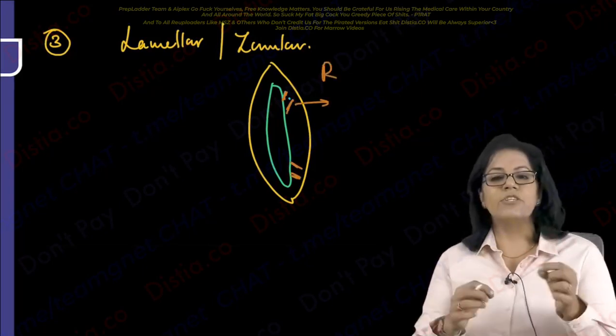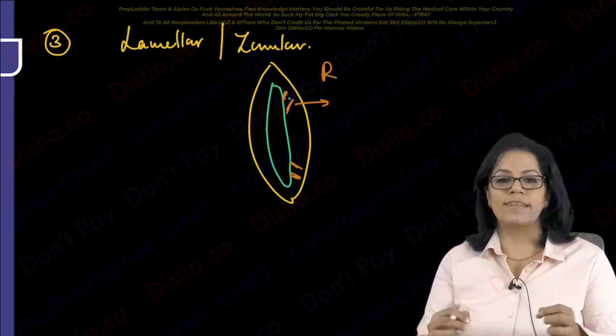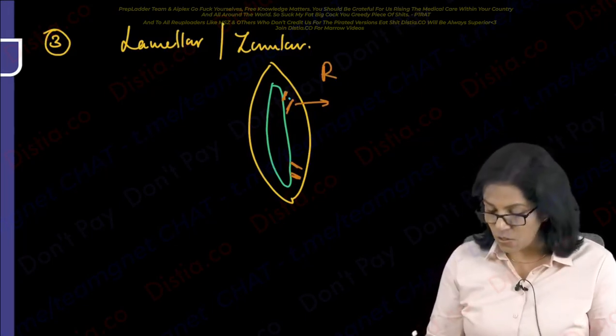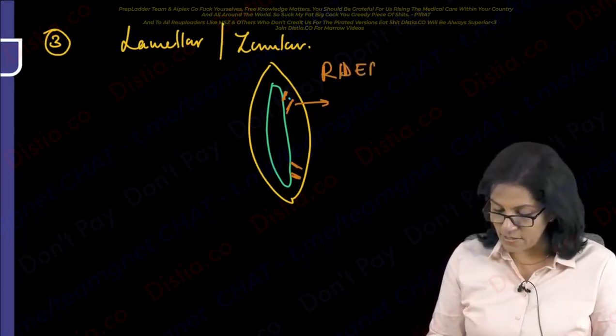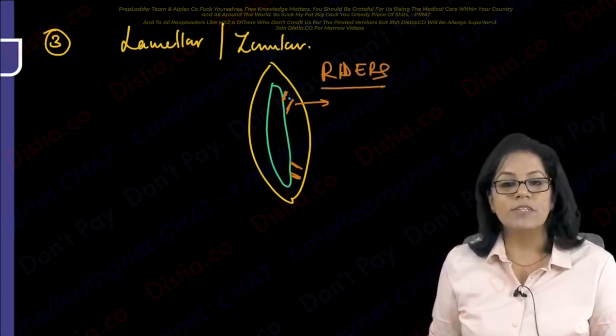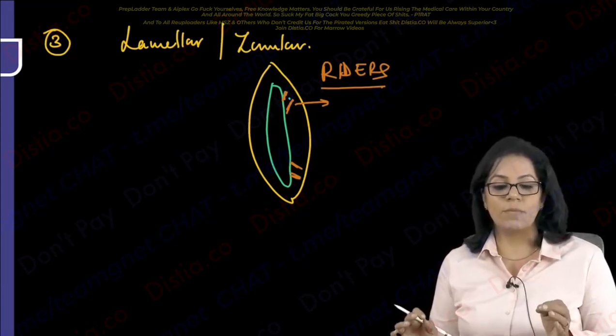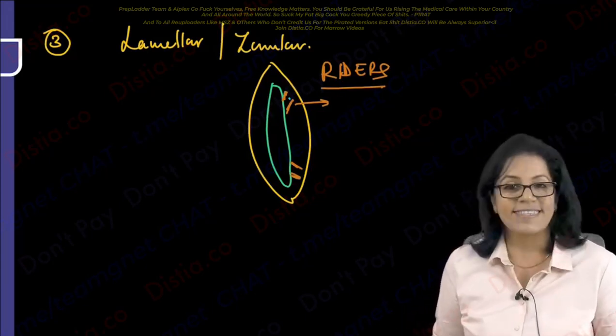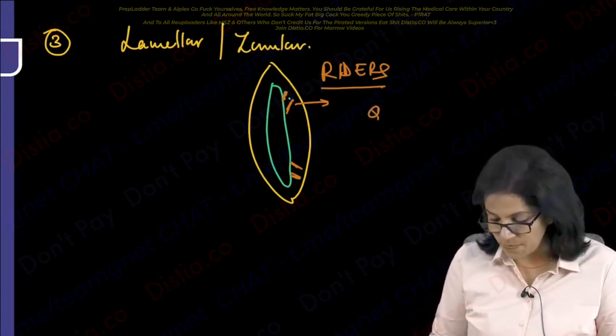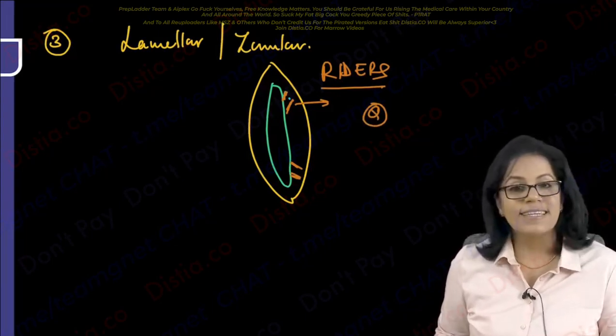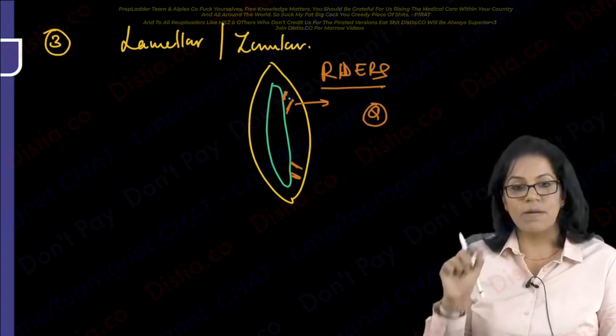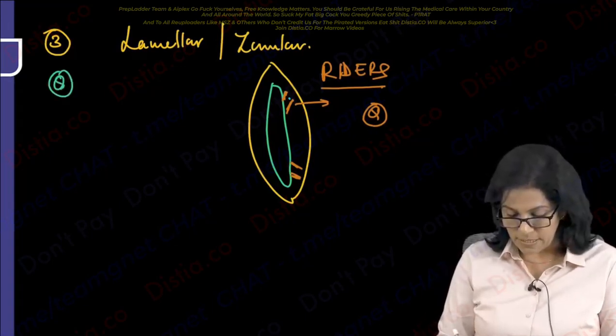Additional opacities over the cataractous lamellae are called riders. Got it? So these are nothing but additional opacities over the cataractous lamellae, which are called riders. So this is a cue. Now another cue they have asked you is that this lamella occurs due to which vitamin deficiency?